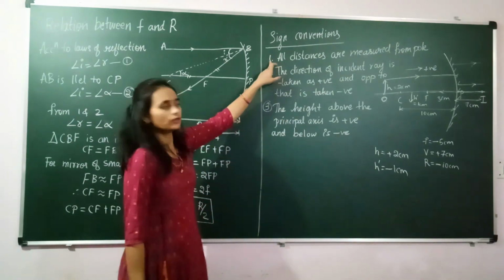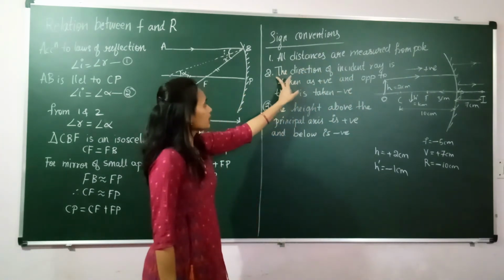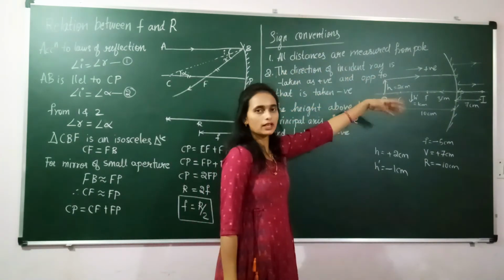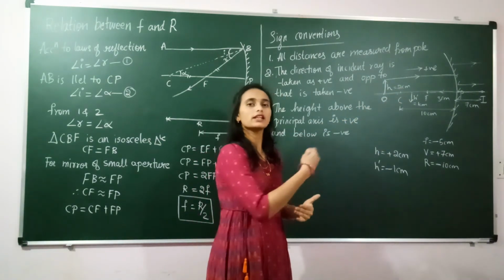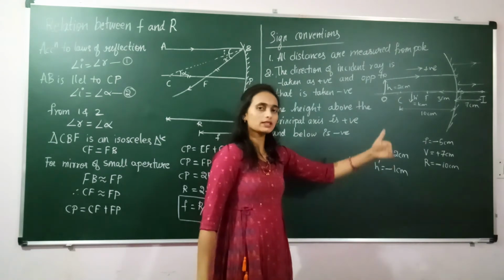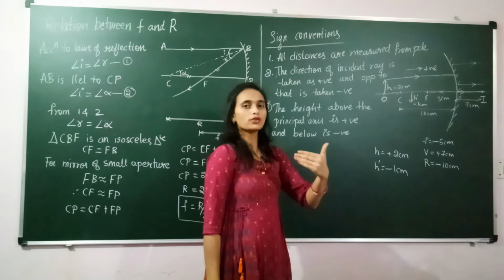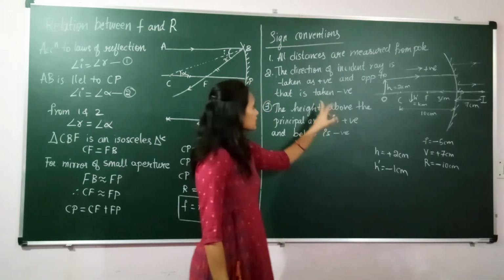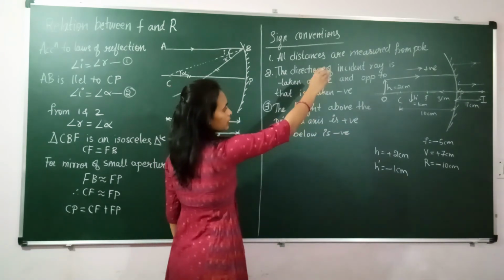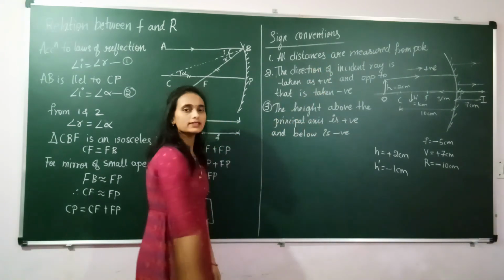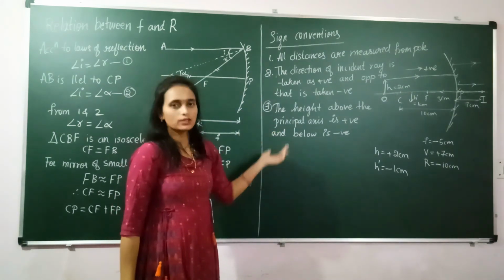So first, all distances are measured from the pole. Second, the direction of the incident ray is taken as positive, meaning the direction in which the incident ray is traveling. If we measure in the same direction, that value is positive. If we measure opposite to the incident ray, it is taken as negative. Third, height above the principal axis is positive, below the principal axis is negative. So this is all about the sign convention for a spherical mirror.